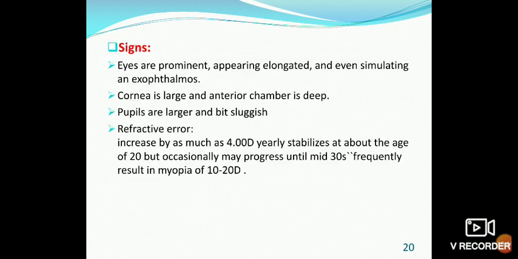What are the signs? Again, the eyes are prominent, appearing elongated, even simulating an exophthalmos. The cornea is large, the anterior chamber is deep, the pupils are larger and a bit sluggish, and the refractive error is more. It increases as much as 4 diopters yearly and stabilizes at around age 20, but occasionally may progress until the mid 30s, and frequently results in myopia of 10 to 20 diopters. Remember.